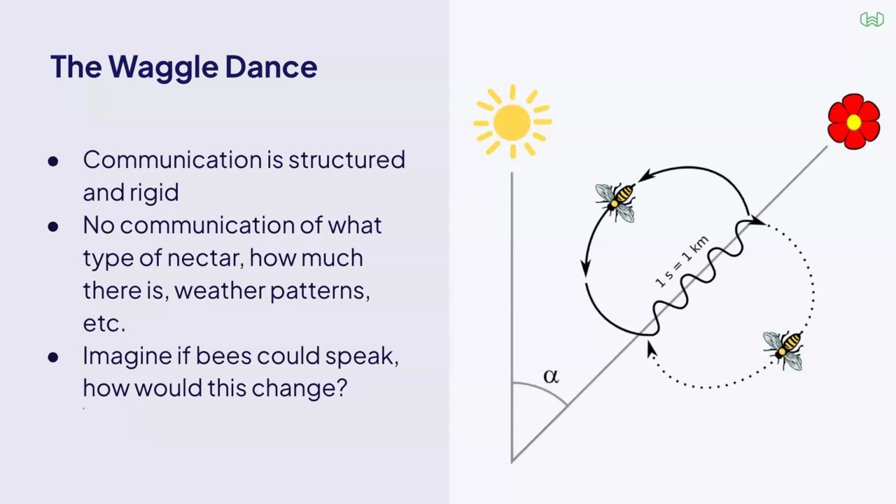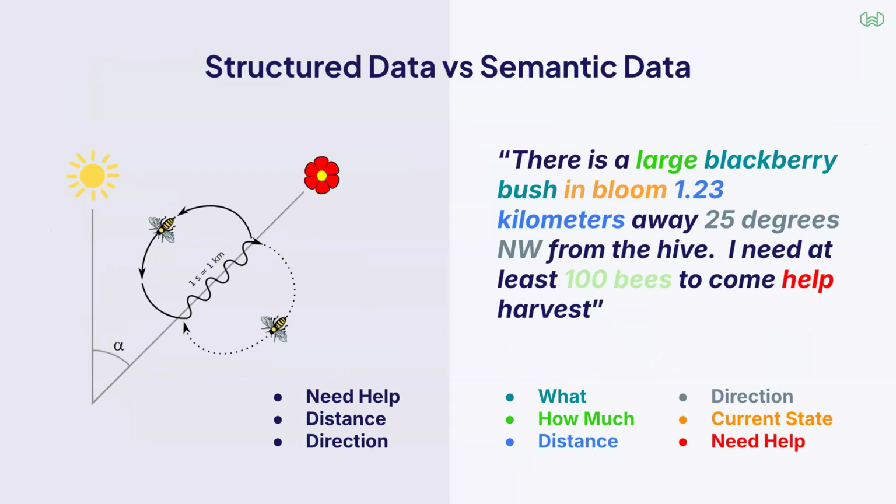You have two pieces of data, a distance and a direction, but what happens if the bees could actually talk to each other as opposed to just wiggle around and point and distance themselves? And that's where the structured versus semantic comes in. So if bees could talk to each other, they'd have the ability to say, oh, this is a blackberry bush, this is the type of food, here's how many bees we need to go get that food.